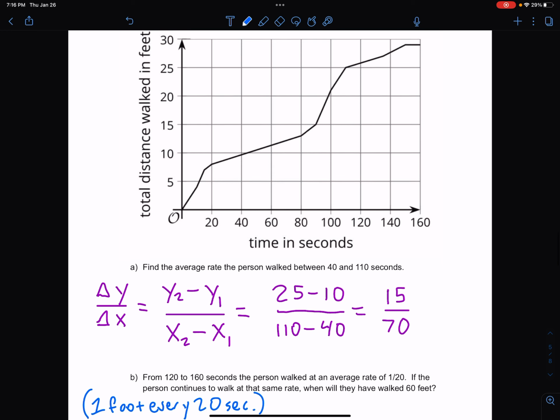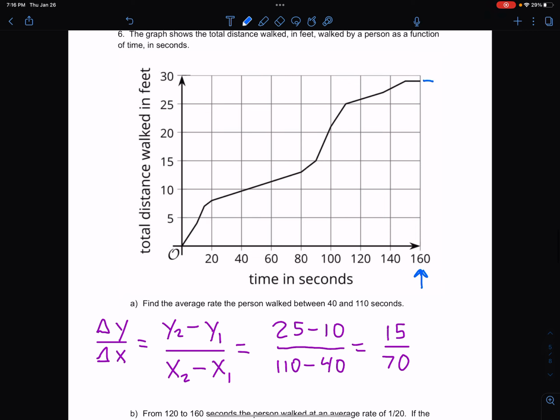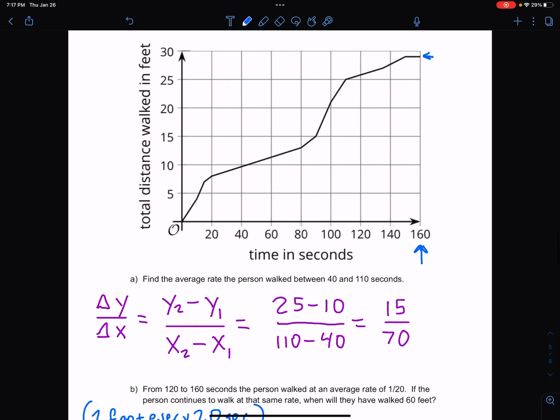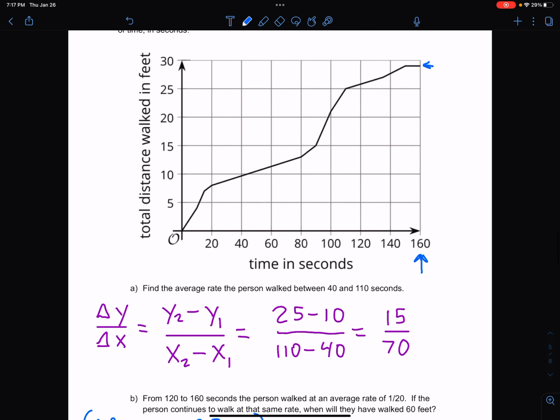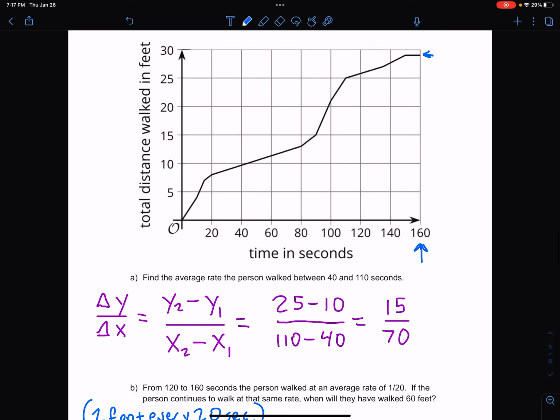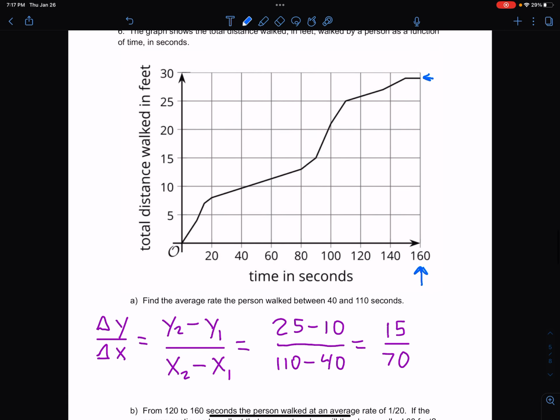So what I'm going to do is take what we've already got. We know that in 160 seconds, we made it to about right there. That's pretty close to 30. Let's just say it's 29. Let's call that 29 feet. In 160 seconds, they walked 29 feet. Now, normally, if you told me they walked 29 feet in 160 seconds, how long is it going to take them to go 60 feet? I would just double the 160.